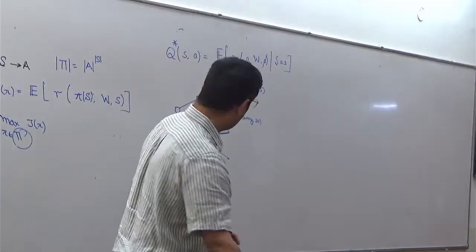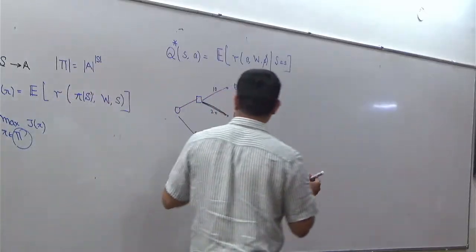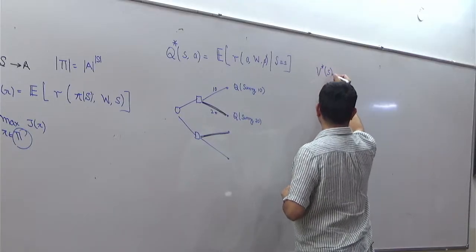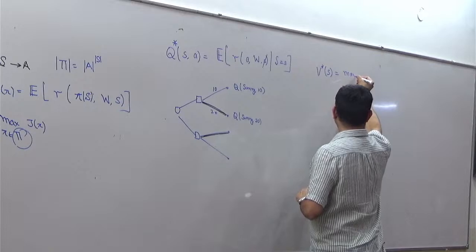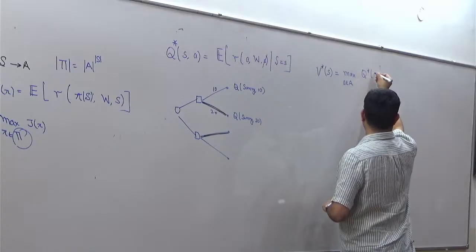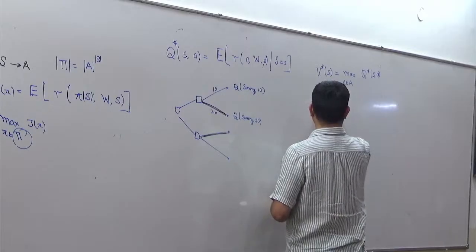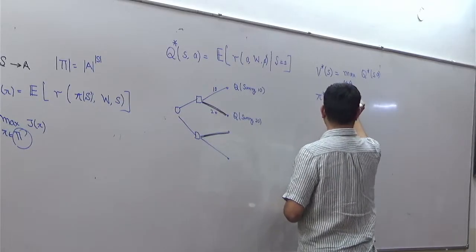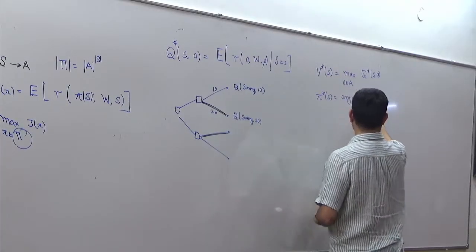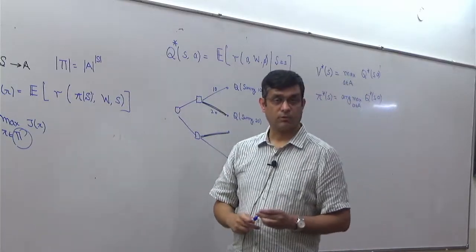Okay. So what I get now, I'm getting 2 things out of this calculation. I'm getting a value for this node, which I'll say is V star of S, which is maximization over all A of Q star of S, A. And the second thing that I'm getting is pi star of S, which is the option which maximized this value.